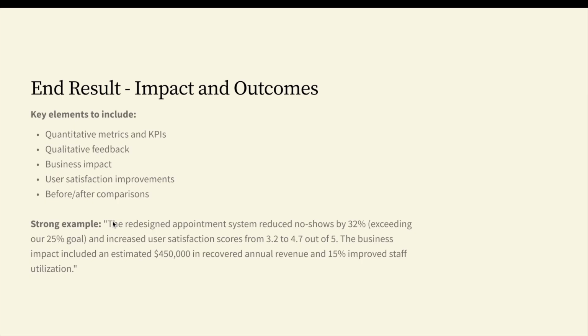Then comes the end result. Here it will show the impact of the work with tangible results. If we are following the end result impact and outcome like this, then we can show the quantitative metrics and KPIs, wherein we can report the specific numbers that show success, like a before and after comparison, percentage improvement, actual metrics with goals, and time based trends if available.